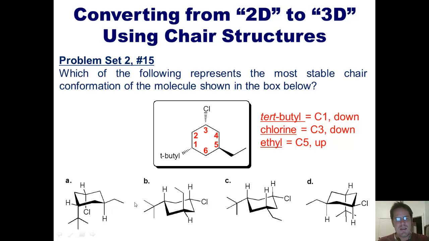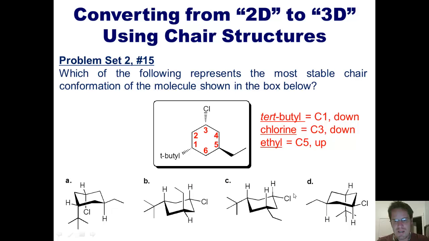Let's look at B. My tert-butyl here is also going down. It's equatorial down, which doesn't look quite as down as an axial down, but it's still totally down. It's down. Look at this chlorine. It's also going down, and this ethyl is going up. So I've got down, down, up. Does that match? Down, down, up. Yes, it does.